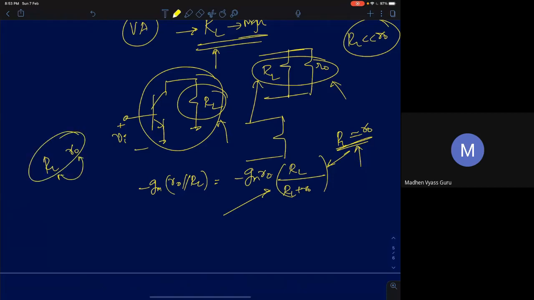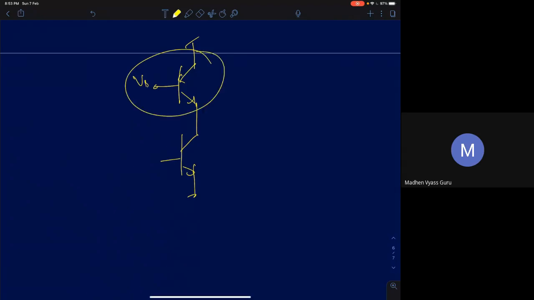So generally in integrated circuits, if you are seeing this common emitter being used as an amplifier, typically the load resistance will be comparable to R naught. If you recall, in the second lecture we discussed a common emitter configuration having an active load. We said an active load is like a current source. It's also called a current source load. So what is the resistance offered by the current source?